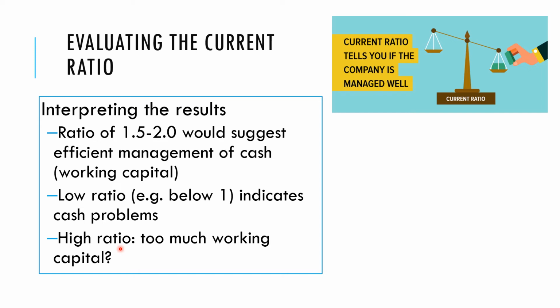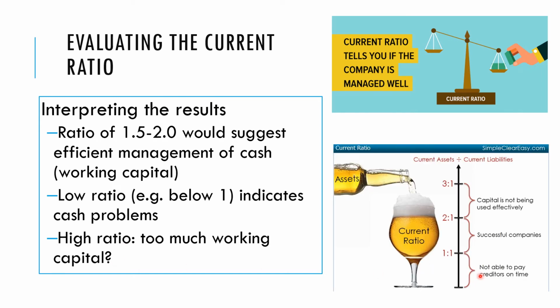If you've got loads of cash in the bank and have a very high ratio, then maybe that could be better used elsewhere. That cash could be invested in the business. So the current ratio will rise as you top up your current assets. As the business gets more cash or receivables or inventory, then your current ratio will rise.